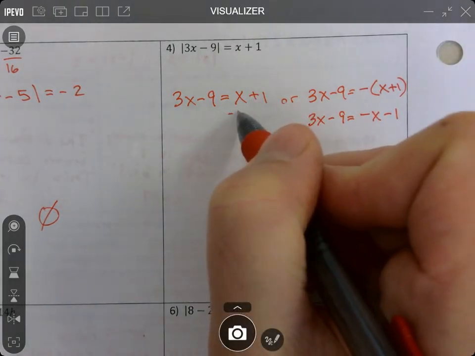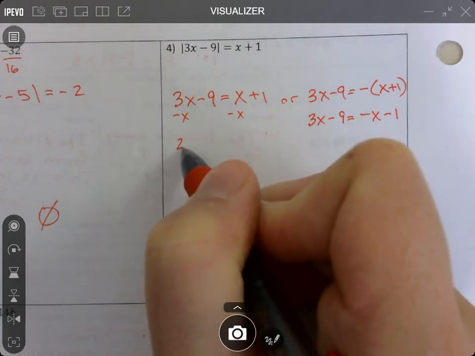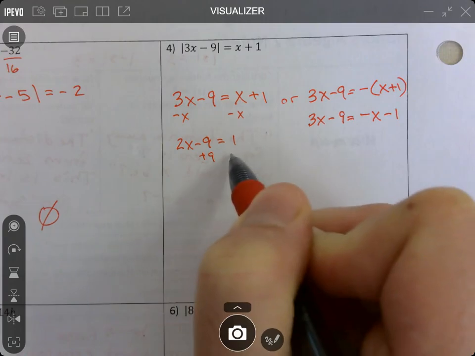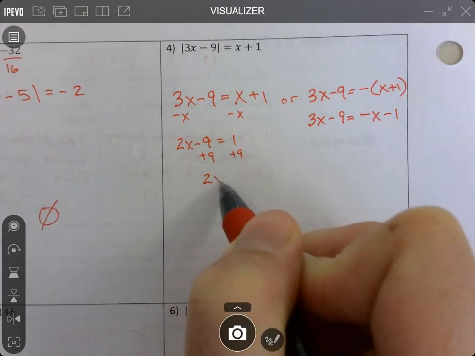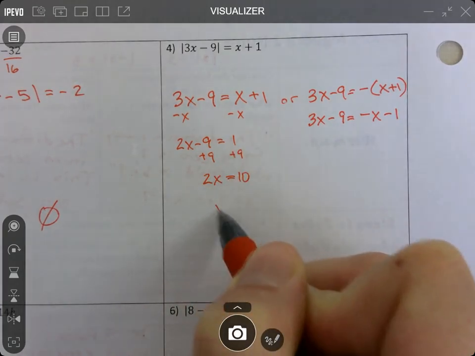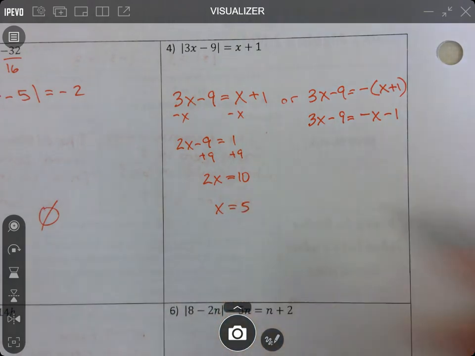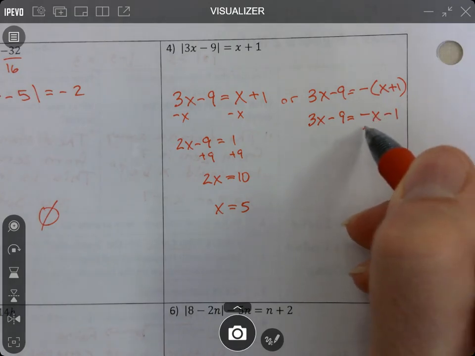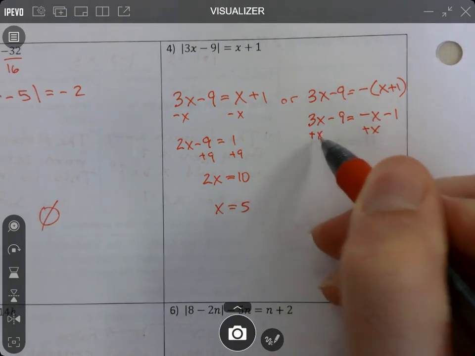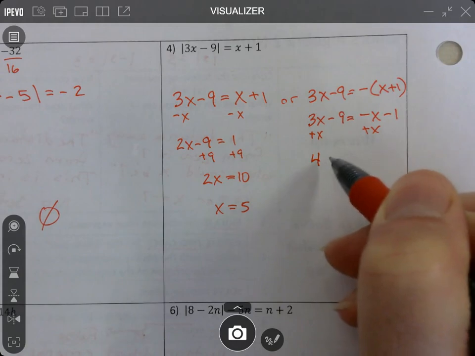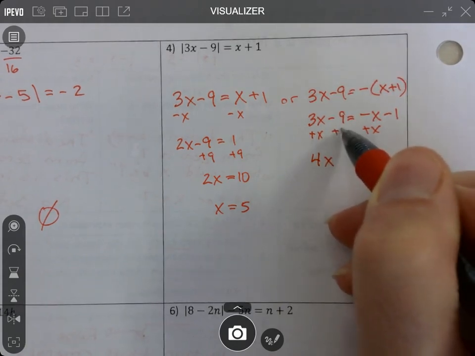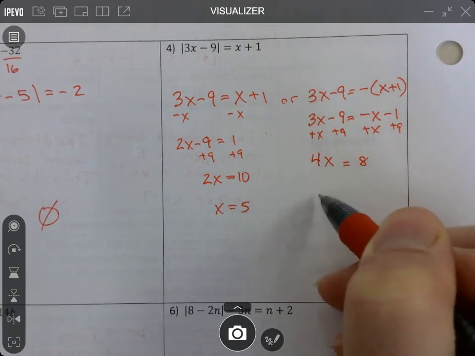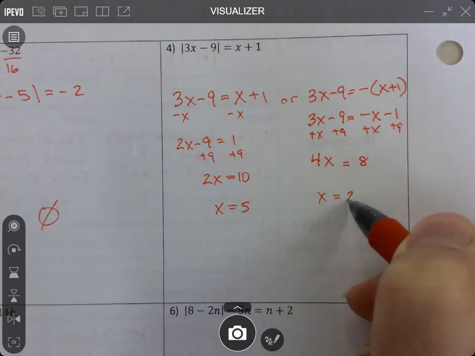I'm going to move the variable first. So I get 2x minus 9 equals 1. I could add 9 at the same time or do 2 steps. I get 2x equals 10. And so x is 5. All right, go ahead and finish up this next one. So add x. I'm at the same time going to add the 9, but if that bothers you, can do 2 steps. And divide, I got x equals 2.